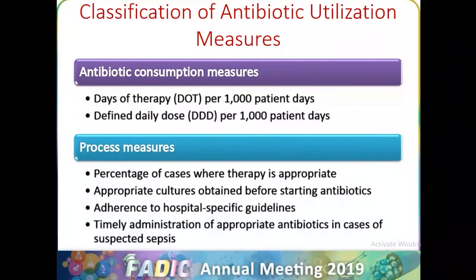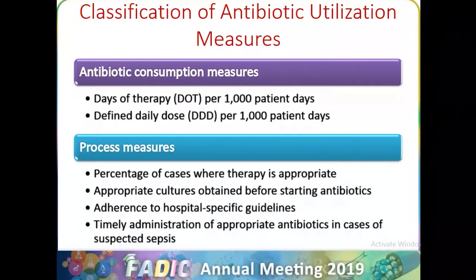And the most popular measures or parameters that are used include days of therapy, or what we call DOT, per 1,000 patient days. And then the second one, which was actually introduced by the World Health Organization, is defined daily dose, or DDD, per 1,000 patient days. And if you need further information about how to calculate these two measures, I suggest that you go to the CDC's website as well as the World Health Organization website to know how to calculate these measures in order to run your studies.